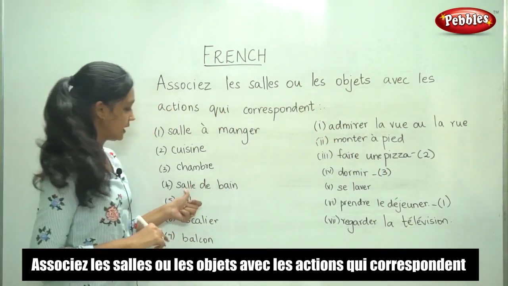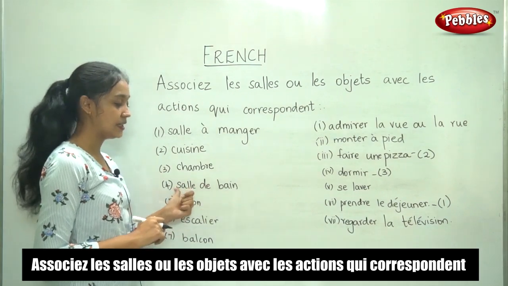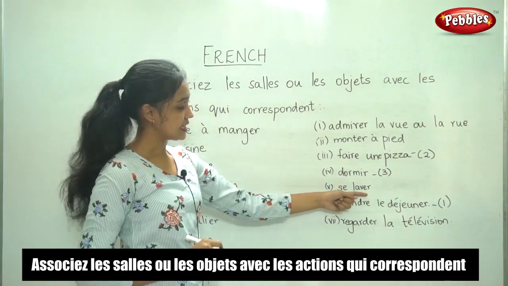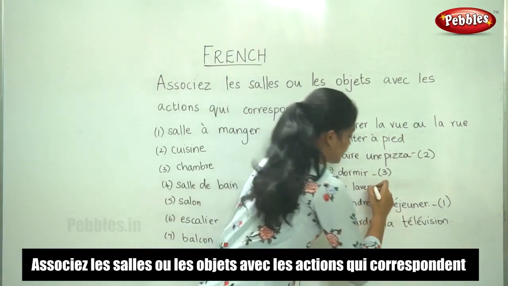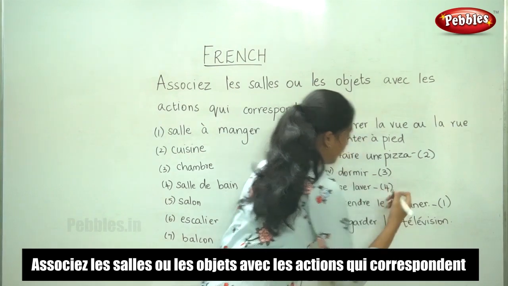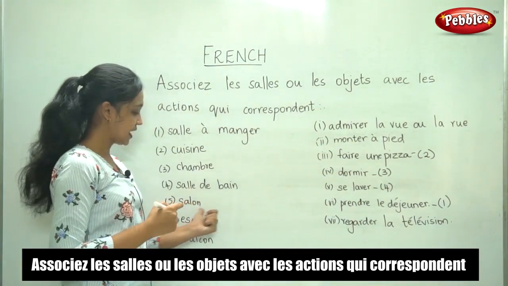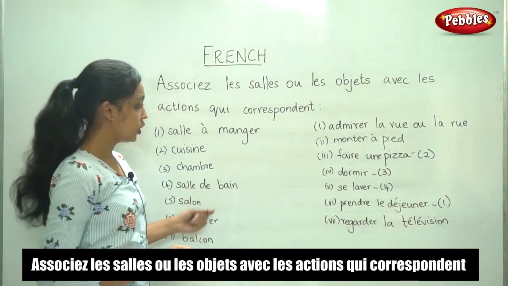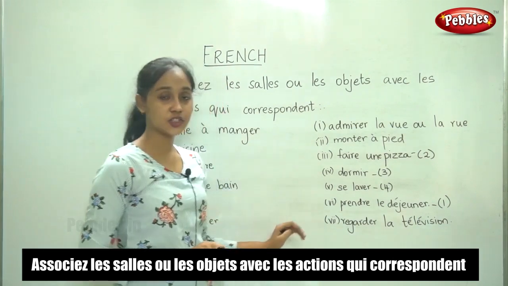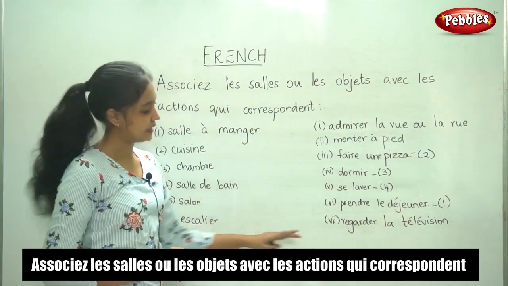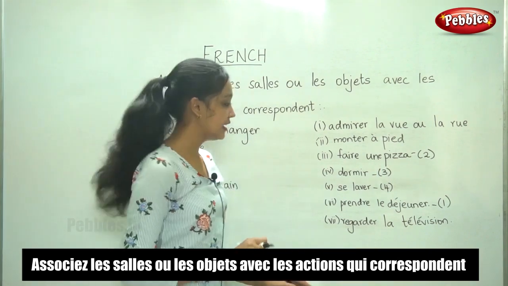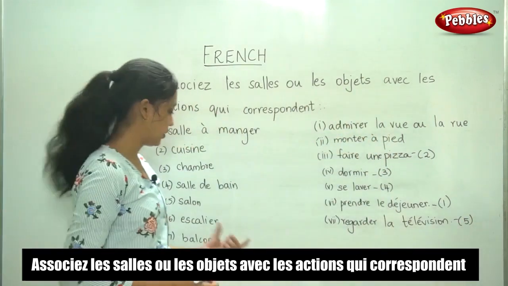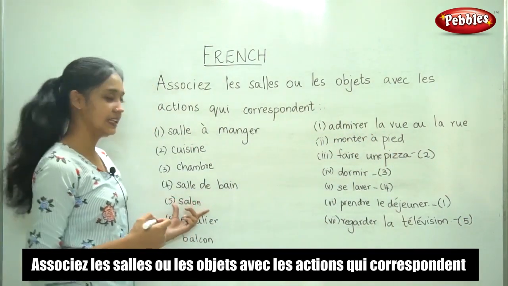Next one, salle de bain, the bathroom. So which of these actions corresponds to that? It is option 5, se laver. The fifth one, salon. Salon is the living room. So which of the other three actions corresponds to the living room? It is this one. Regarder la télévision. So you watch the television in the living room.